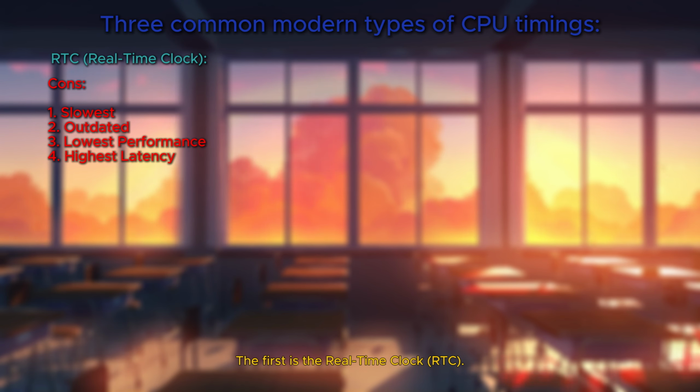The first is the real-time clock, RTC. This is the oldest of the three and is often powered by the CMOS battery on your motherboard. The downside of RTC is that it is incredibly slow and has high latency.